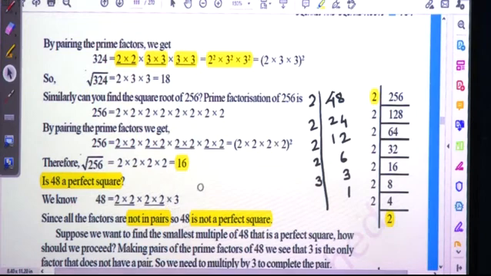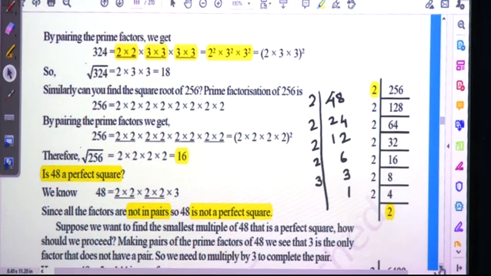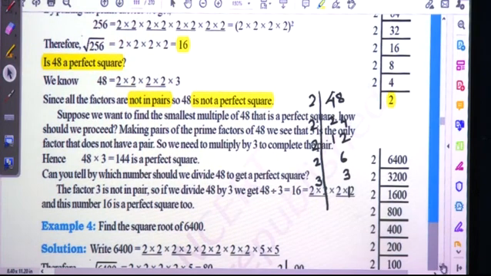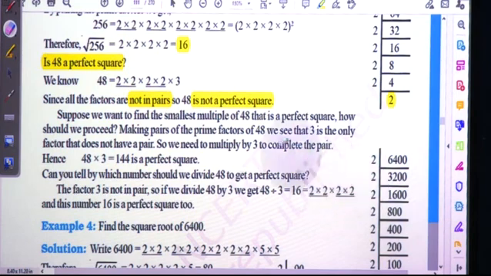Why is 48 not a perfect square? We have understood that all the factors are not in pairs. The factors should be in pairs, all the factors, then only we can find out the square root, and then only we can say it is a perfect square value.